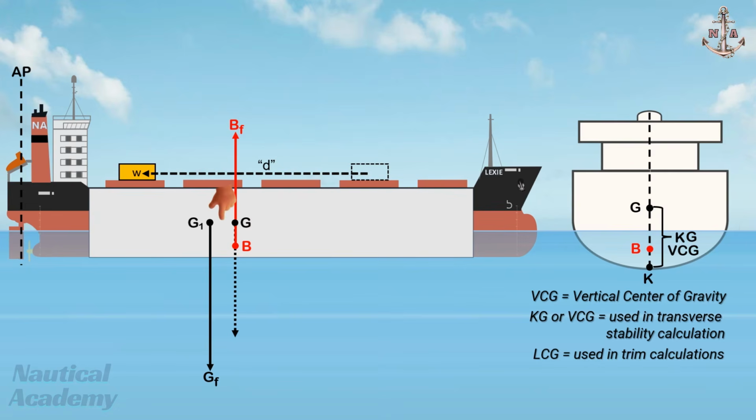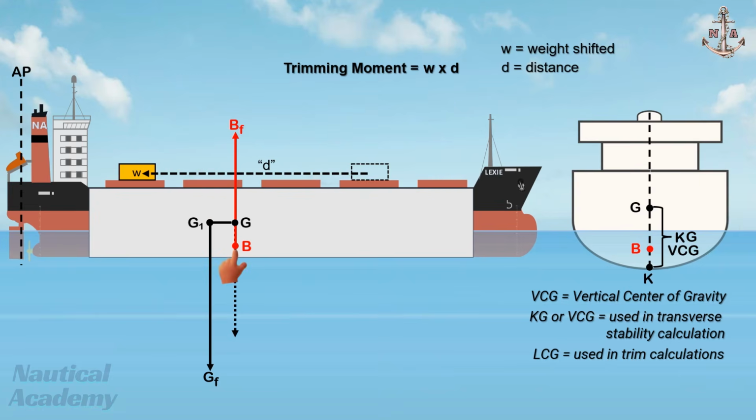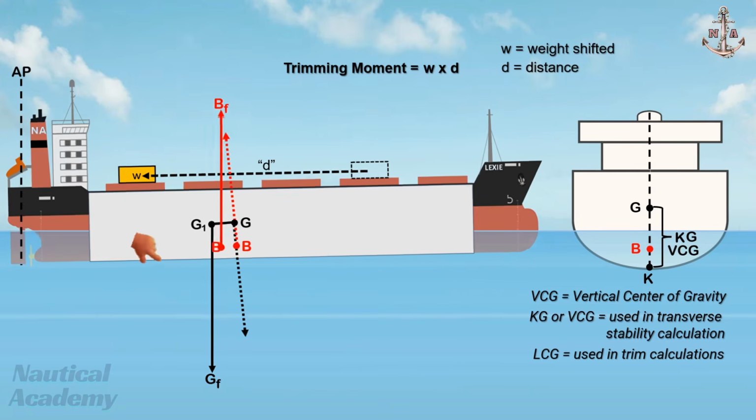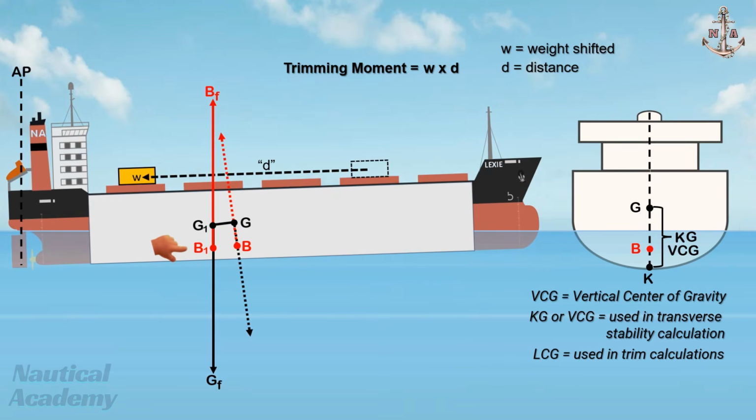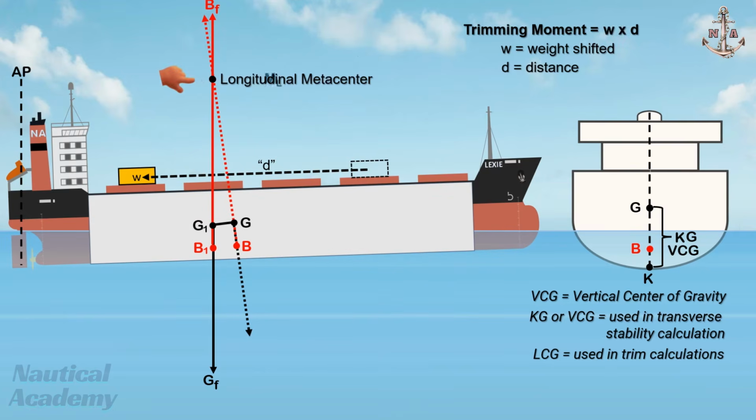This creates a trimming lever, producing a trimming moment, which is equal to the weight shifted, multiplied by the distance it was moved. As a result, G and B become separated, creating a trimming lever, which causes the ship to trim by the stern. The ship continues to trim until the center of buoyancy shifts to a new position, B1, which lies vertically below the new center of gravity, G1. The point of intersection between the two verticals through the longitudinal positions of the center of buoyancy, B, and B1 is called longitudinal metacenter, ML.